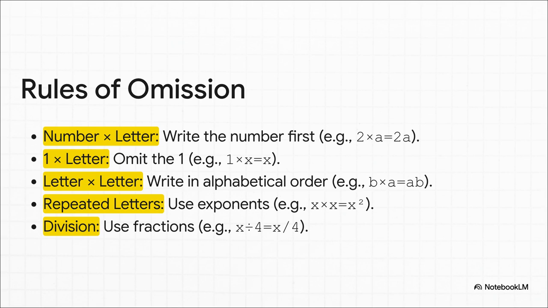We ditch the multiplication signs to reduce clutter, we always put numbers before letters, and if you see a lonely X, it just means 1 times X. We also keep things tidy by writing letters in alphabetical order, and instead of writing X times X, we just use a neat little exponent. Finally, division just becomes a fraction. It's all just about making the language cleaner.